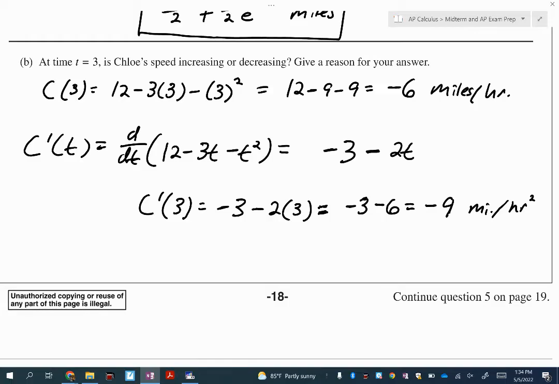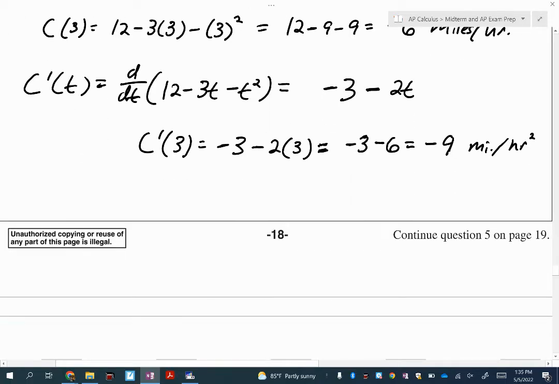If they're working together, then her speed is increasing. Okay, so what if they were both positive? Increasing. They're working together. They're the same sign. If they're the same sign, speed is going up. What if they're opposite signs? Then they're working against each other. Her speed is decreasing.